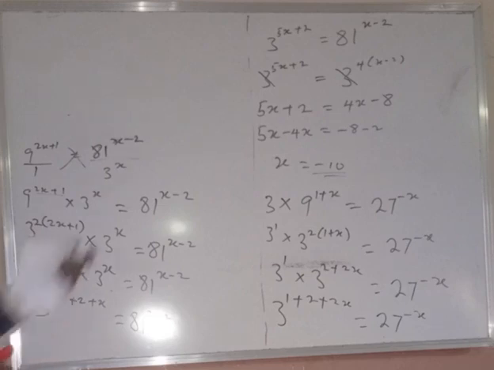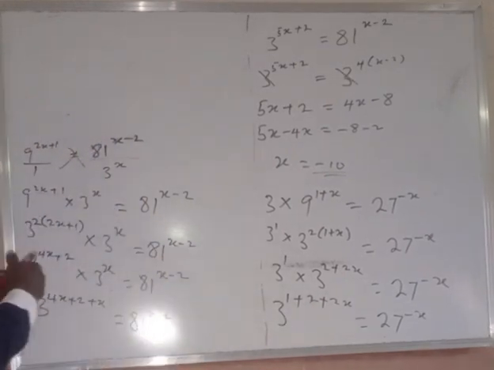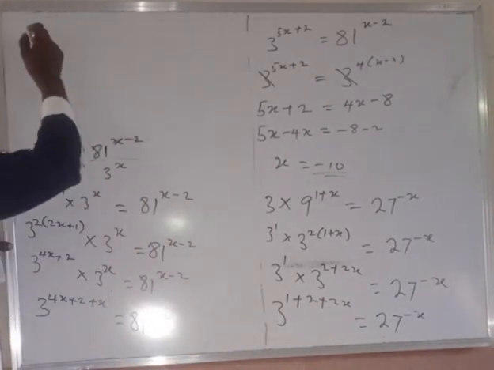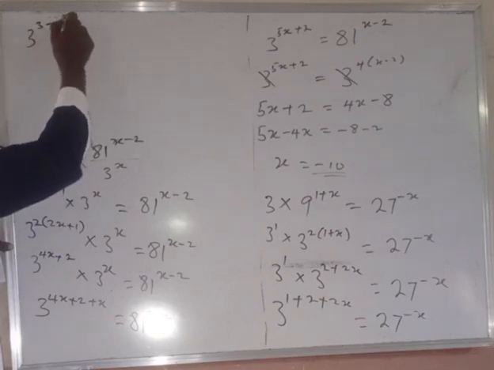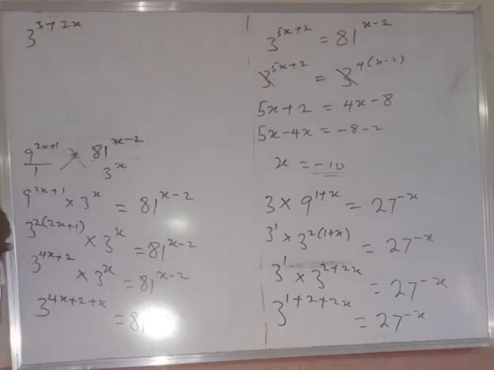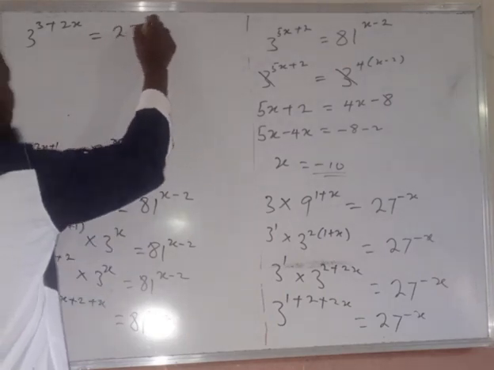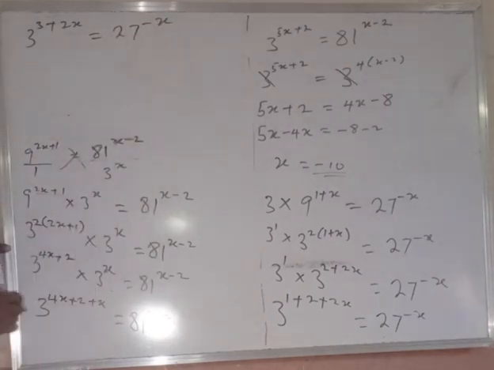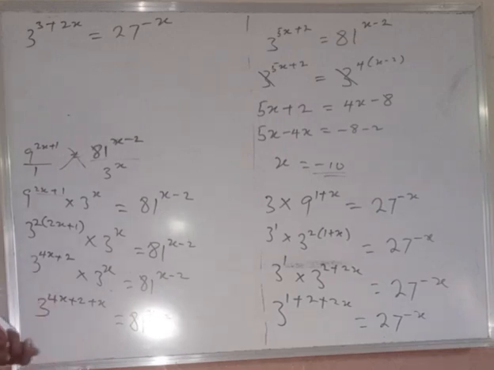Are you sure? All right, to continue with this, I can combine this place. So in that case, I will write it as 3 raised to power 3 plus 2x. Somebody said 5? There's nothing like 5 here. Is equal to 27 raised to power minus x.